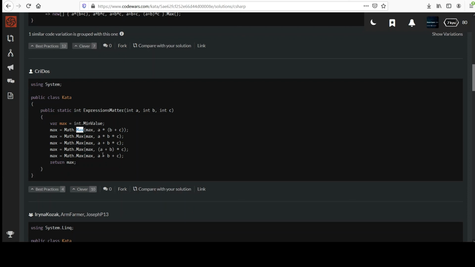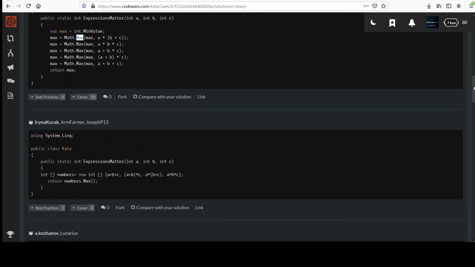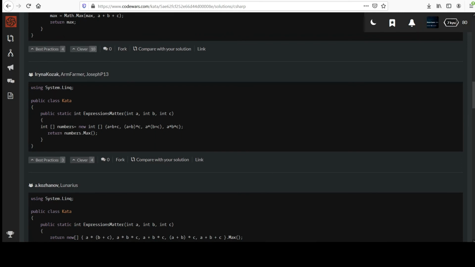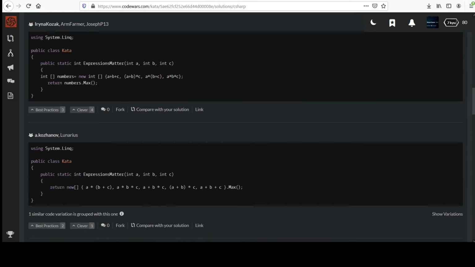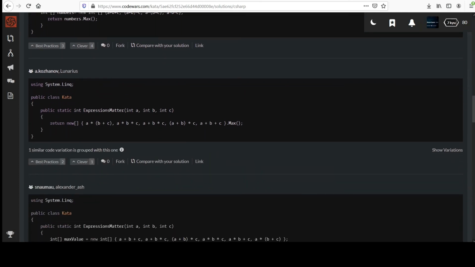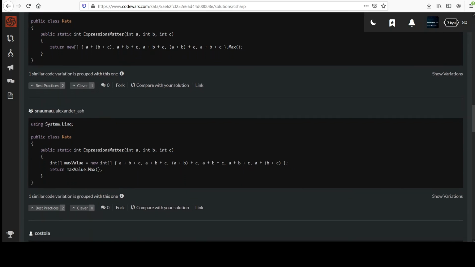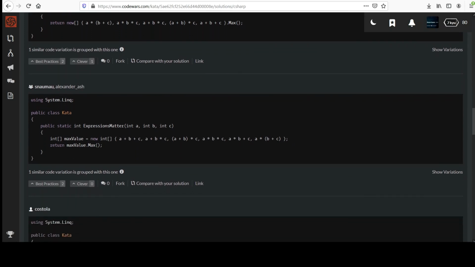Yeah, it looks like they have them all straight adding. Yeah, go through all the combinations, update the max value each time, whatever you're left with at the end, just return it. So yeah, a little bit of same general idea between a lot of these. A little bit different than what I did though.